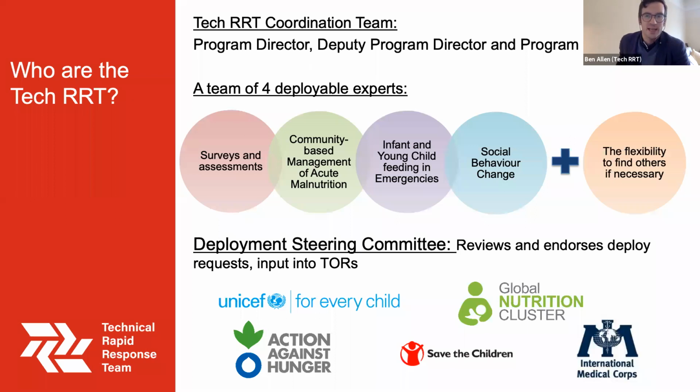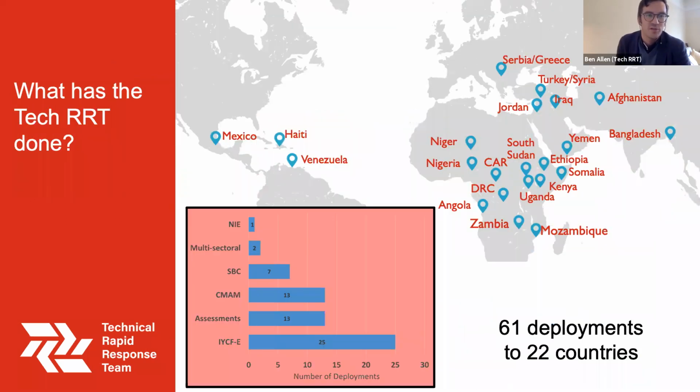And then finally, just a quick overview of what the Tech RRT has done. We've been in place since 2015 and have responded to 61 different deployments in 22 different countries. In the bar chart, you can see the share of the technical areas that we support, the most frequent being IYCFE.